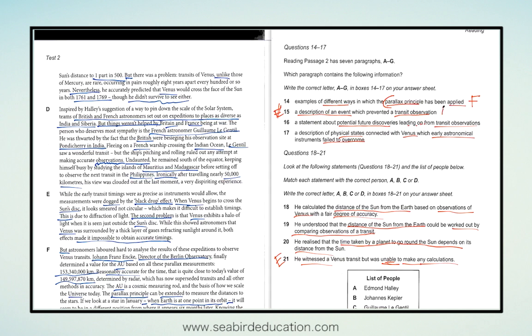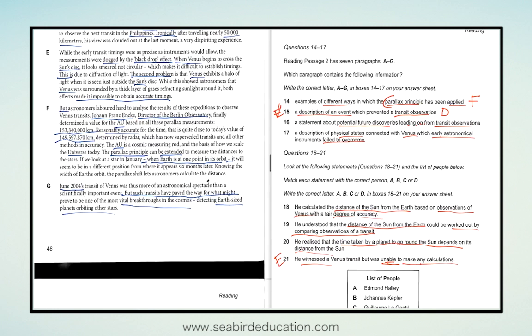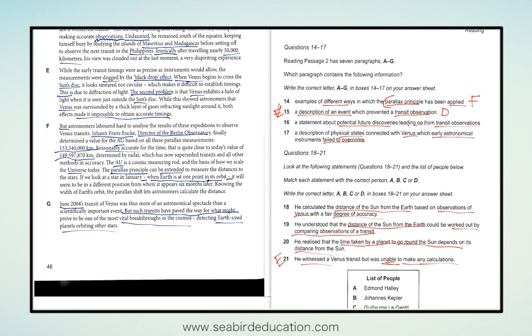That's a bit tricky. A statement about potential future discoveries leading on from transit observations. Potential future discoveries from transit observations. We saw that down here, detecting Earth-sized planets orbiting the stars. Paved the way for. So that's G here.